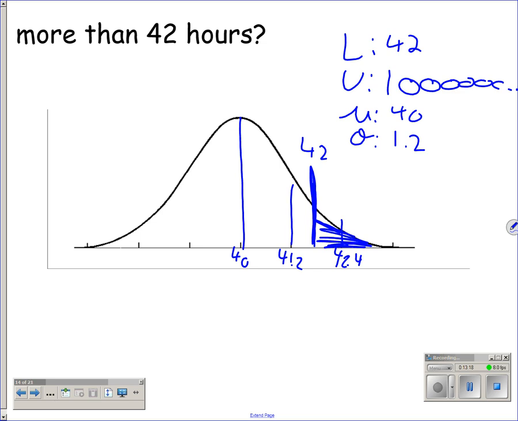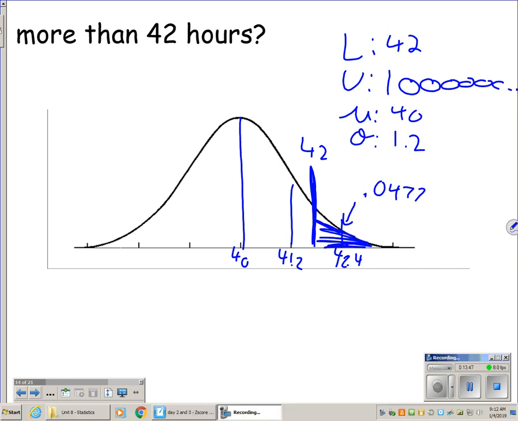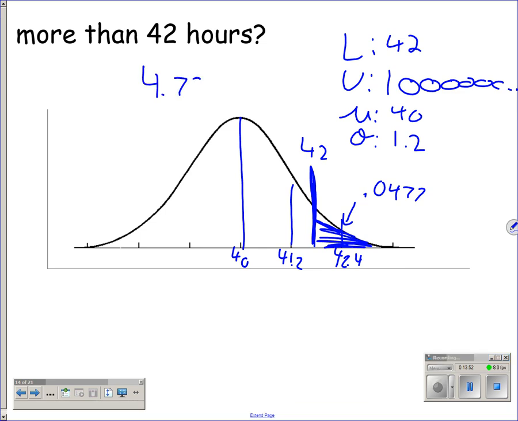Do I need to go through the menu on the calculator again, or computer? What do we get? 0.0477 is what I think it is. Let's look at it. Makes sense to me. We're getting 0.0477, which is essentially 4.77%. And that region that we shaded pretty much corresponds with that percent.